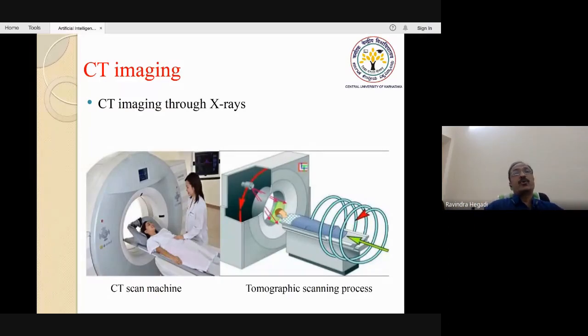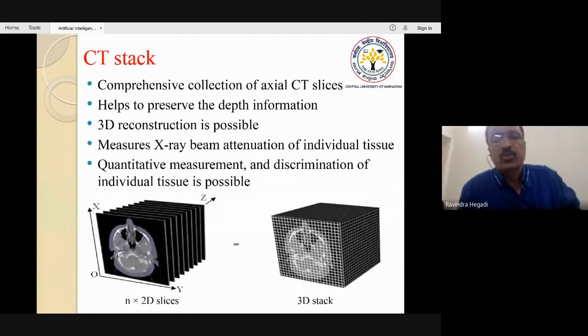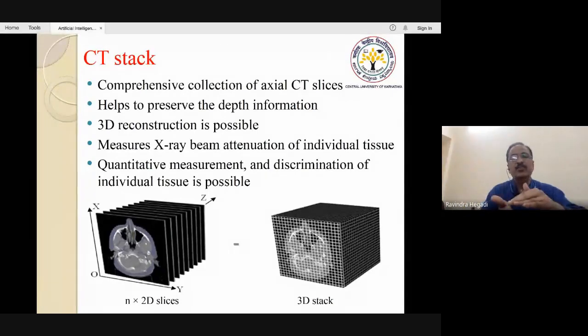These signals are captured over there, and then that sends the signals to the computer, and the computer generates a 3D view of these signals. Now I told you 3D view, we call that a CT stack. It is known as CT stack. Stack means what? One over the other.